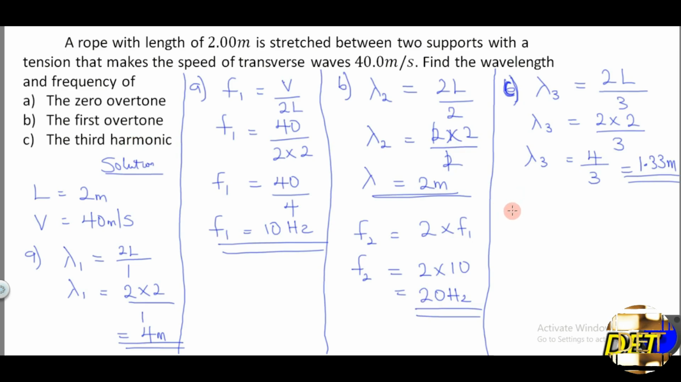Then the next thing is to look for the frequency, right? So the frequency of the third harmonic, which is F3, will be equal to 3 times what? F1. So that will be equal to 3 times the fundamental frequency, which is what? 10. So 3 times 10 is equal to what? 30 Hz. So this is the frequency of the third harmonic, 30 Hz, right? So this is your F3.